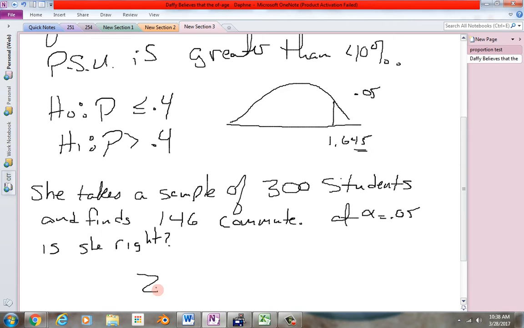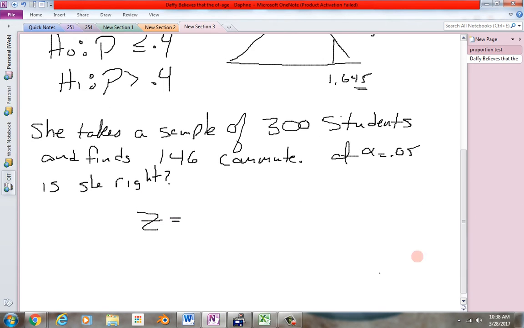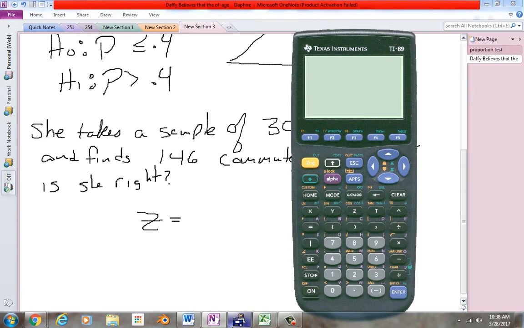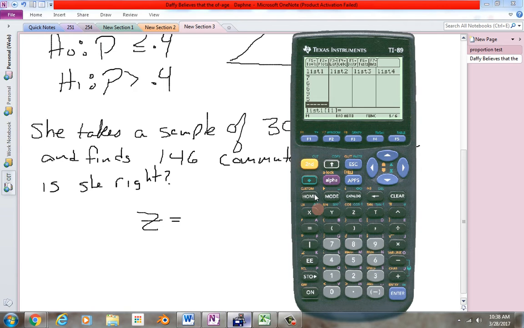Okay, so we're going to make our z-score. So our z-score is p hat. Well, we don't know p hat yet. We kind of do, but we kind of don't. Open up the calculator. 146 divided by 300. 48.6%.